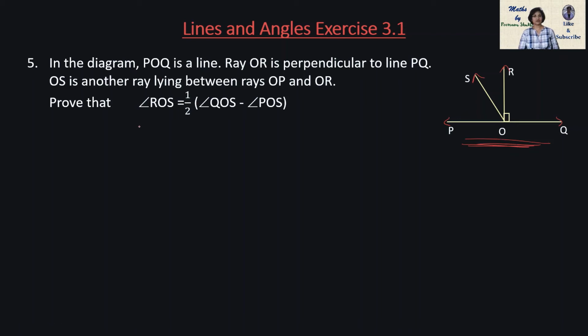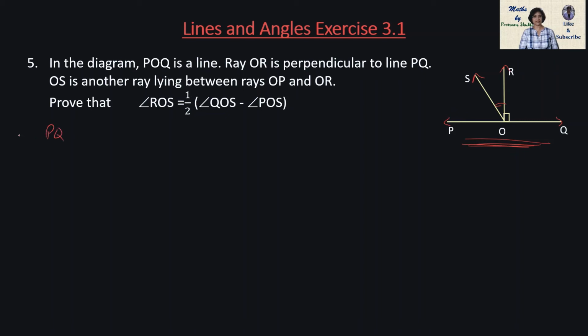So what do we have to prove? We have to prove that angle ROS is equal to half of angle QOS minus angle POS. Clear? So we will go ahead with the help of this line PQ.